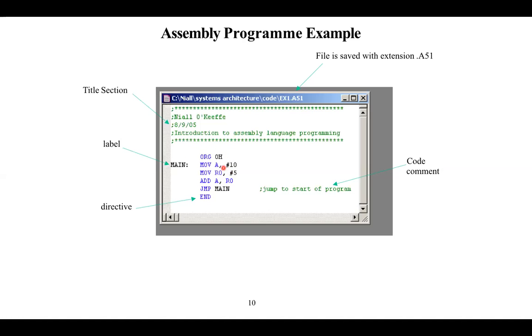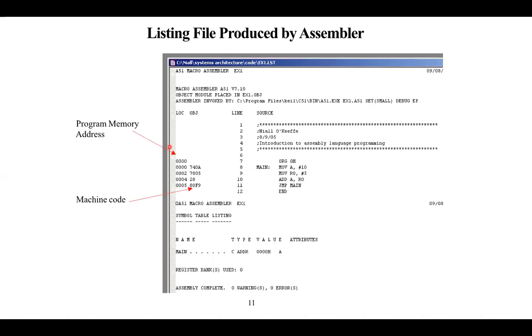MOV A, #10, MOV R0, #5, ADD A, R0. That indicates A plus R0. The result will again be stored in A. Then JMP main, so it will jump to main. Therefore it will repeat again and again. And at the end of this program it will be END. So this is how it is written in the console. It is showing over there.